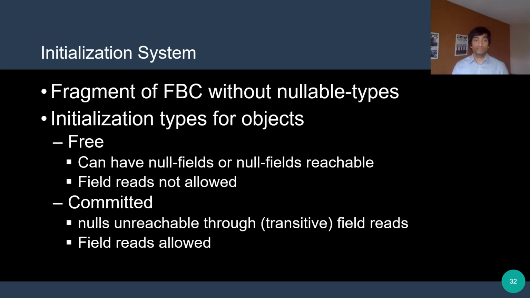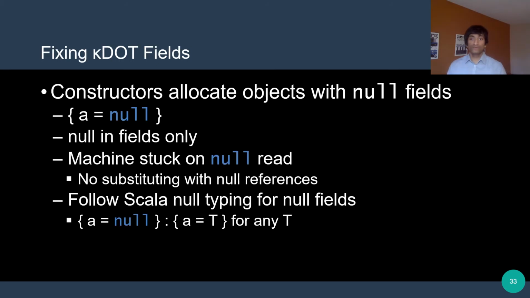The initialization system we use is a fragment of freedom before commitment without nullable types. The initialization system classifies objects as either free or committed, where free means the object can have null fields or null fields are reachable from this object. Field reads are not allowed on free objects. Committed means null is not reachable from the object and field reads are allowed on committed objects. We fixed k-DOT's fields by modifying constructors so that they allocate objects with null fields. Nulls are only allowed in fields and we do not allow reading null from fields, and we never substitute variables with null references.